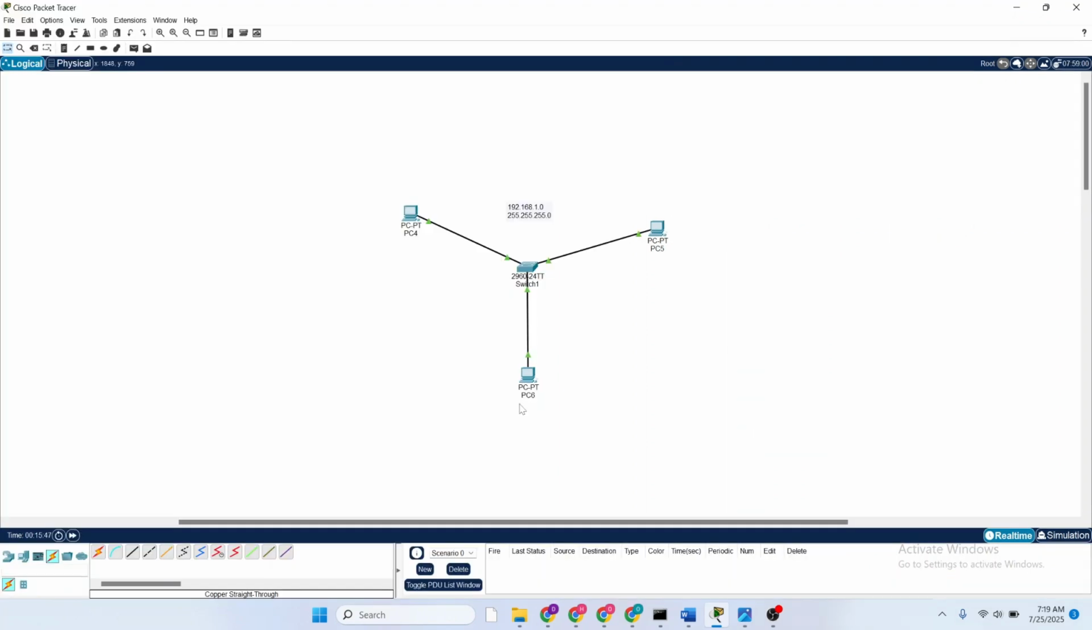This is the topology which I'll be using for this demonstration, and it has already been built in the last lab. If you have not watched that lab, I'll put a link to that video in the description below. So let's get right into it.